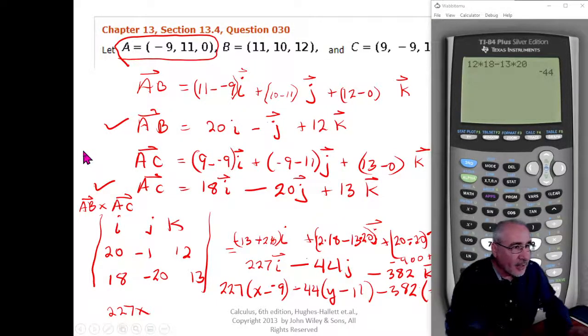So we want to do 227 times positive 9. It's going to be 2,043.